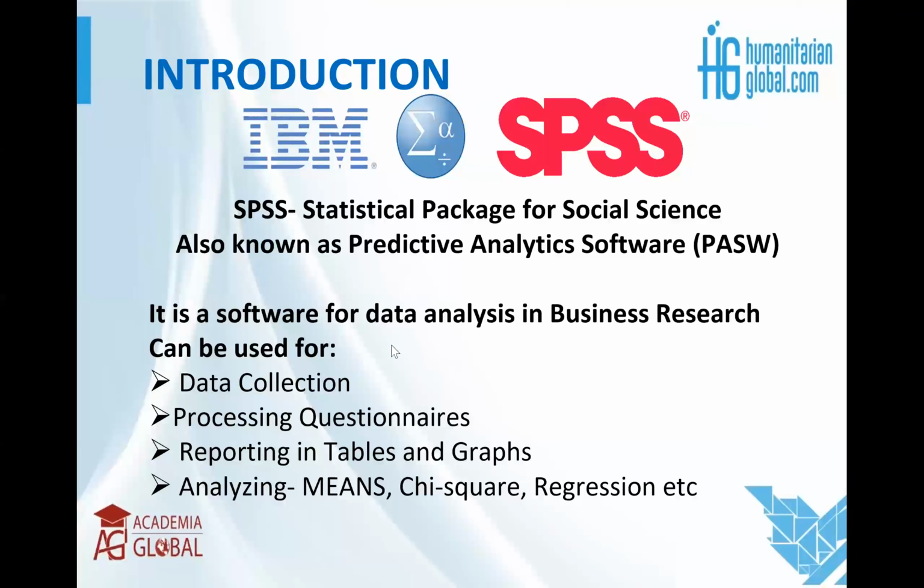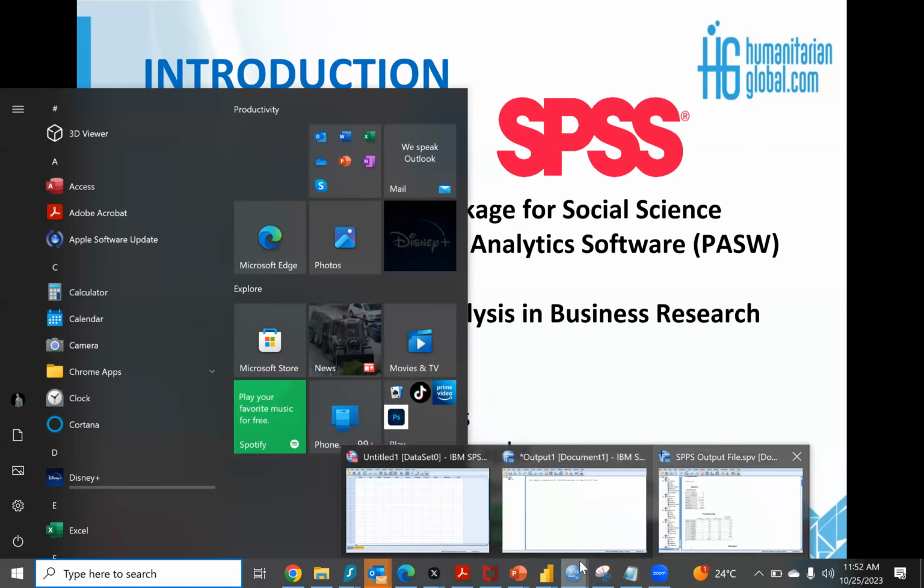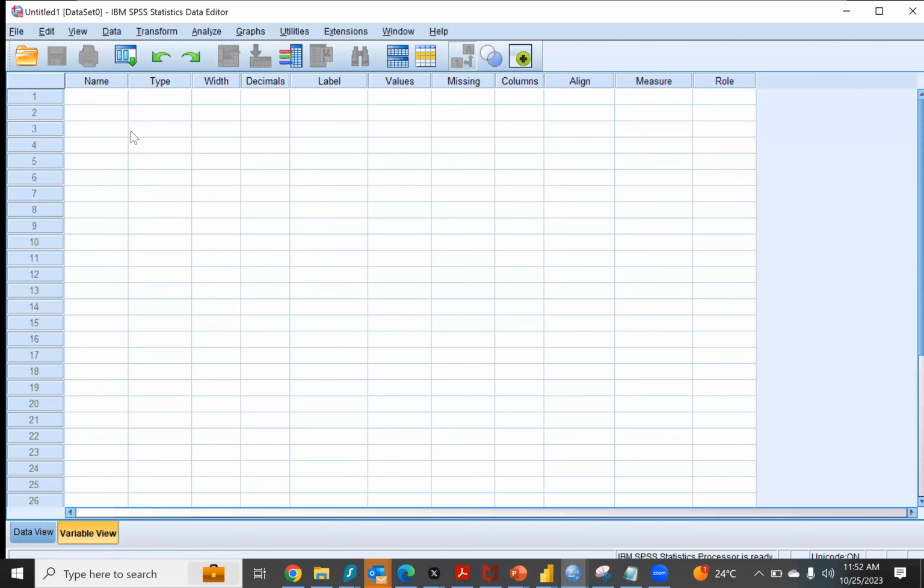So it is a tool that can be used for data collection, processing questionnaires, reporting in tables and graphs, and analyzing your data in frequencies, the means, the chi-square, the regression, and all of that. Power BI, the SPSS platform looks like this. So it would look something very close to Microsoft Excel. It has all the cells that Microsoft Excel has.